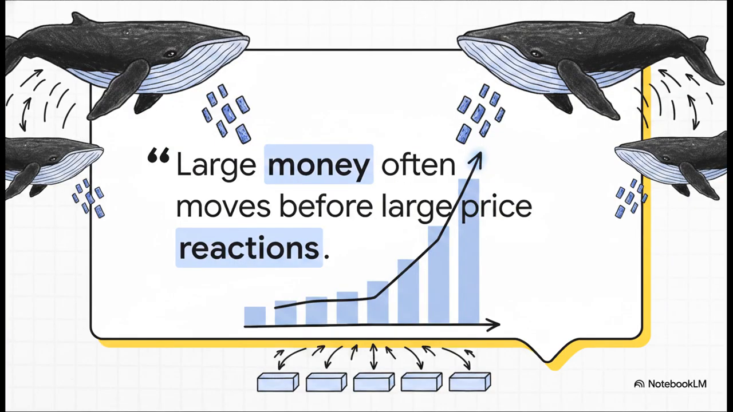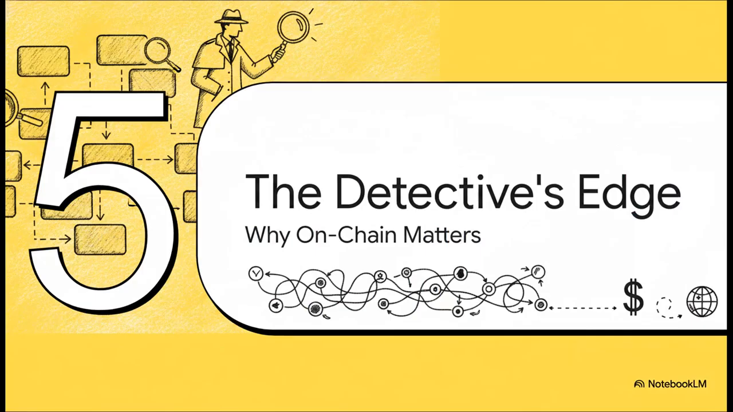And this right here brings us to one of the most important rules in on-chain analysis. The big money, the whales, they often make their moves before you see any big price reaction. Their actions on the blockchain are like a potential sneak peek of what's about to happen. So what's the real edge here? What's the advantage of thinking like an on-chain detective? Why does this skill actually matter?